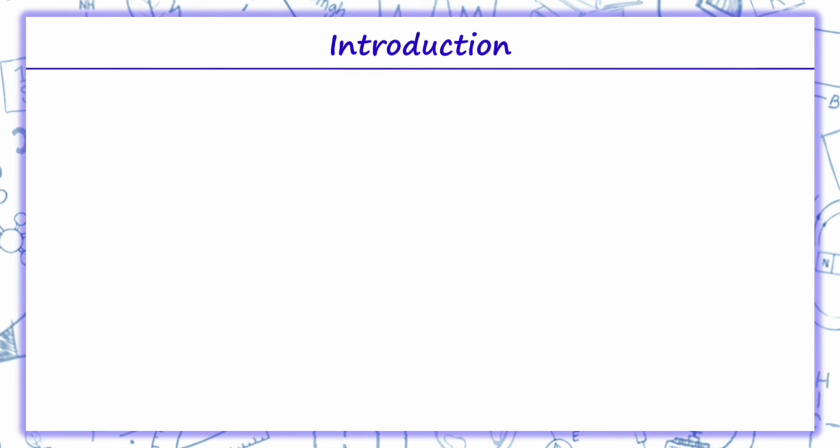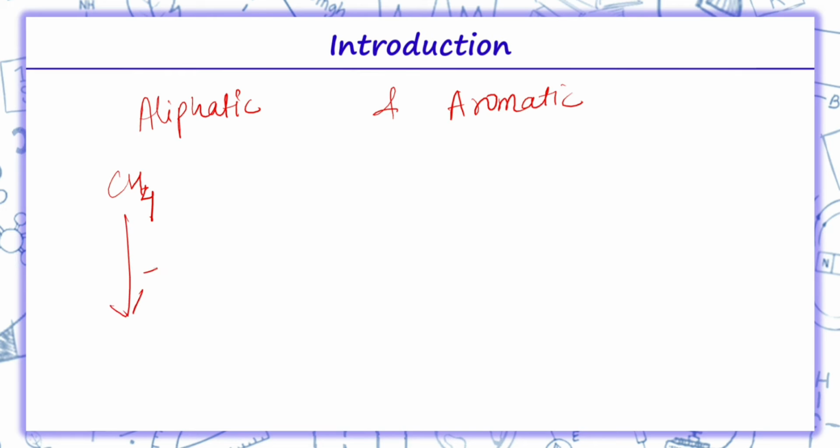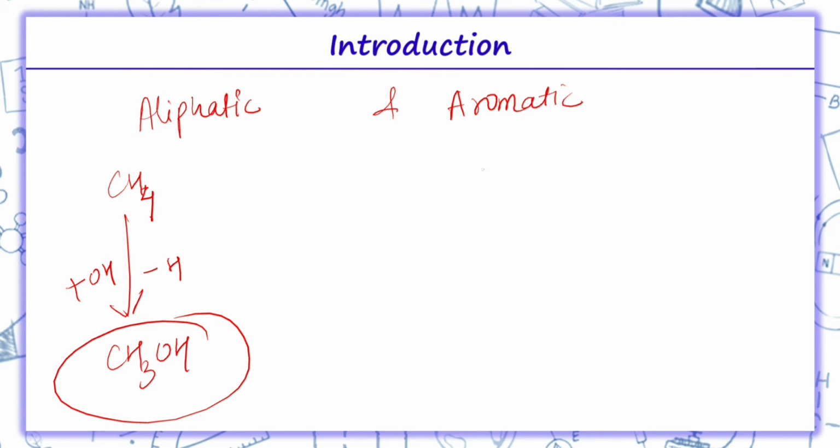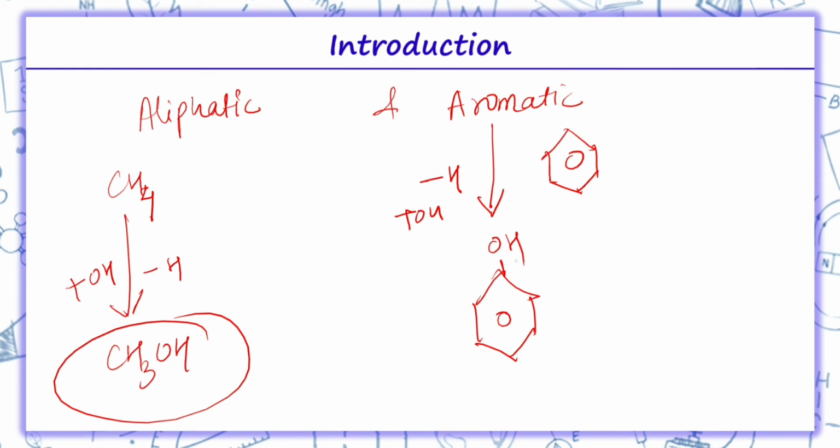Coming on to introduction, alcohols and phenols are basically formed when a hydrogen atom in a hydrocarbon, that is aliphatic and aromatic, is replaced. Like we have methane. So this hydrogen atom is replaced by a hydroxyl group. Thus we get alcohol. Similarly, aromatic, like we have benzene. So the hydrogen atom is replaced by OH. Thus we will get phenol.